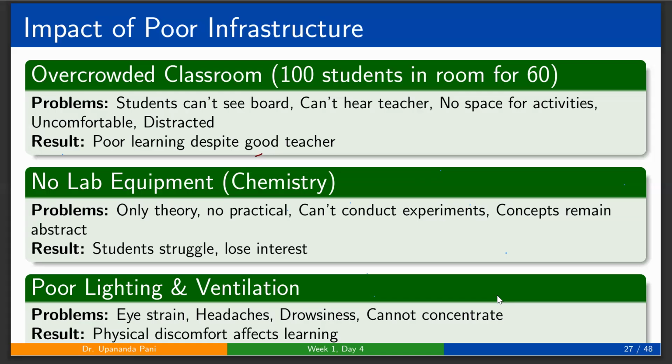Now, let's say that there is no lab equipment. Let's say in chemistry, there is no lab equipment. What will happen? You will see only theory, there is no practical, you are not conducting any experiment, concepts remain abstract. Now, what is the result? Students will struggle, they will lose interest. Poor lighting and ventilation cause eye strain, headache, drowsiness, and they cannot concentrate. The result is that physical discomfort affects the learning.